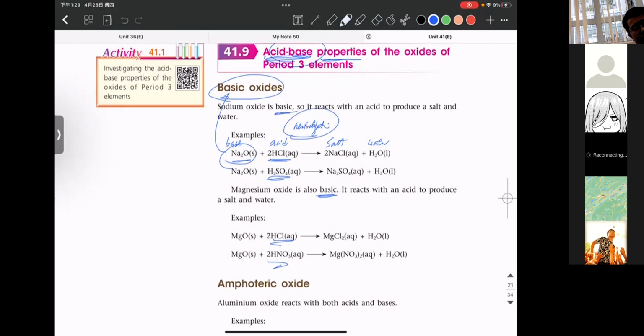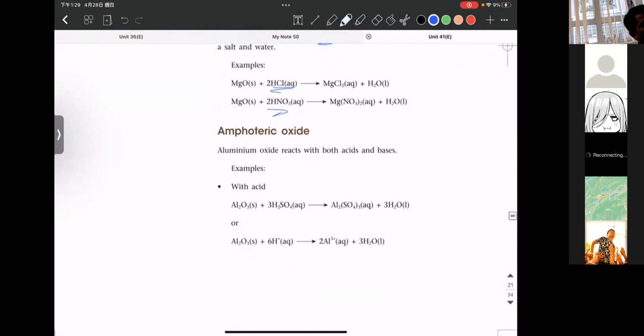Do you understand? How about aluminum oxide? Aluminum oxide can react with acid, okay, to form salts and water. So if it reacts with an acid, we call it a base. So we will say aluminum oxide, a basic oxide. Can you get my point?